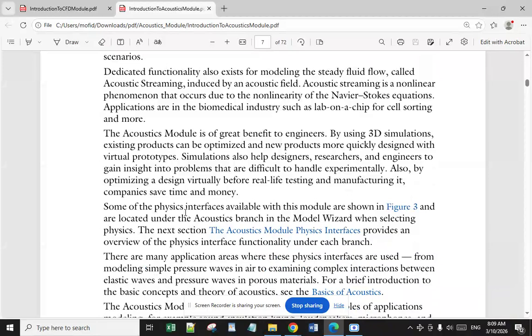The Acoustics Module is of great benefit to engineers by using three-dimensional simulations. Existing products can be optimized and new products more quickly designed with virtual prototypes. Simulation also helps designers, researchers, and engineers to gain insight into problems that are difficult to handle experimentally. Also, by optimizing a design virtually before real-life testing and manufacturing, companies save time and money.